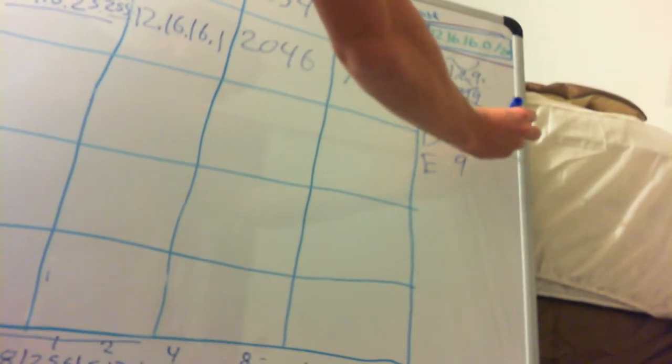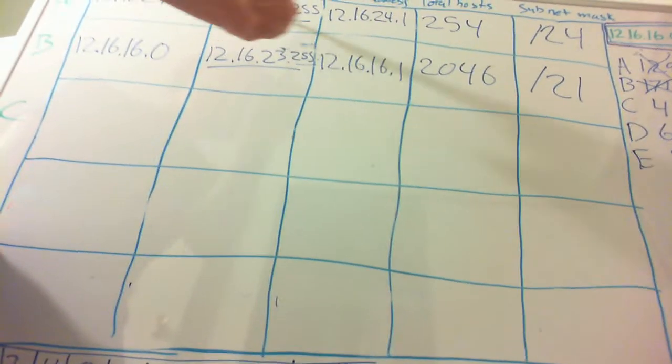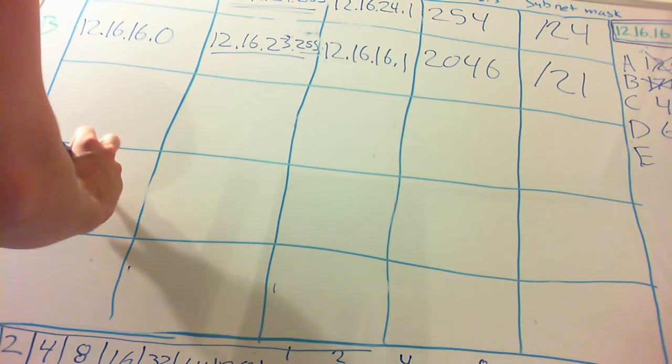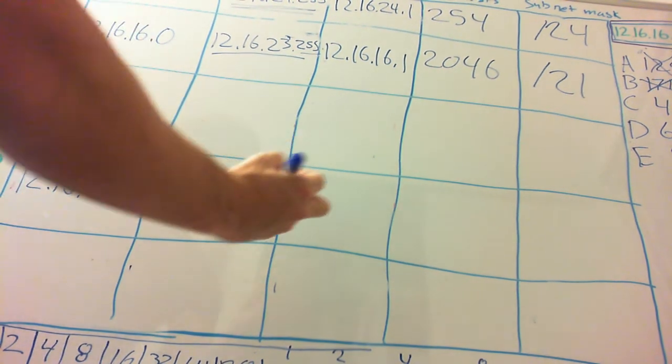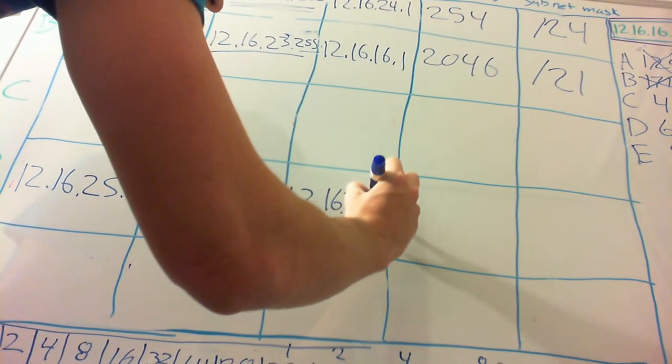So next, go down here, so next biggest number is 63, and in D. So you got one more of this number, which is 12.16.25.0. Router address, one more of that number, 12.16.25.1.